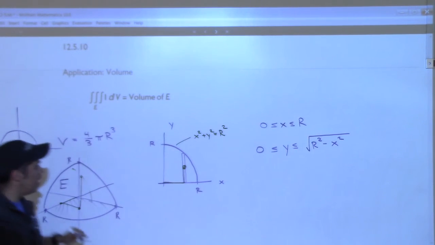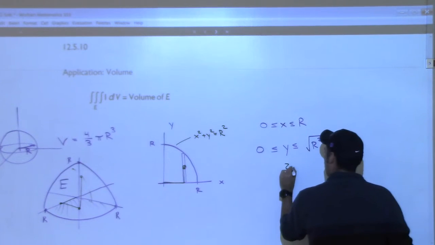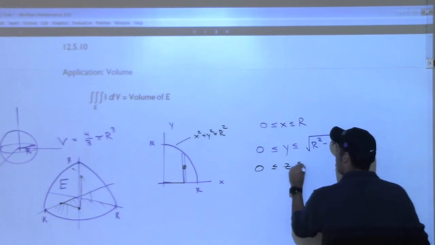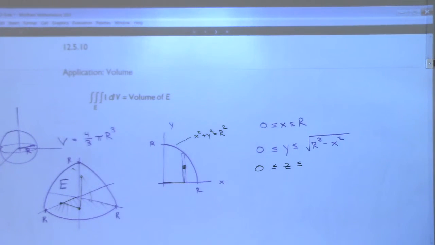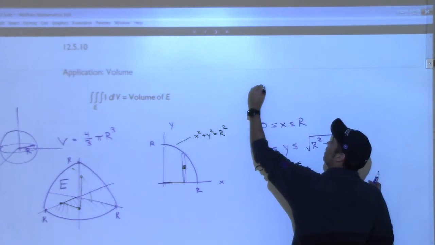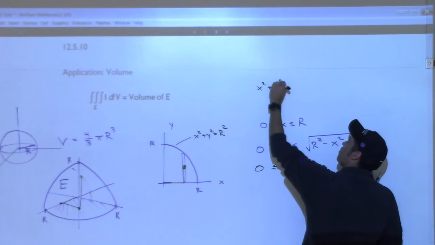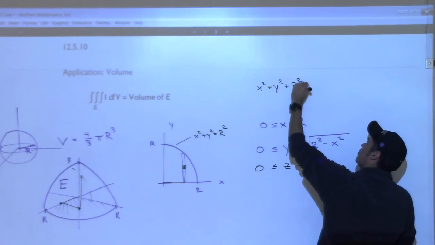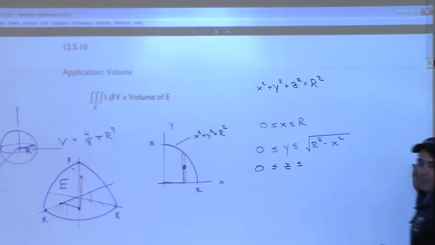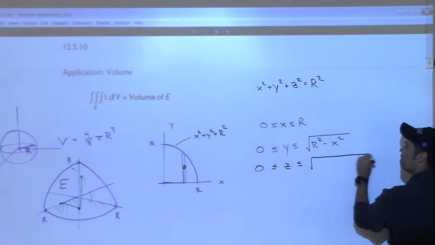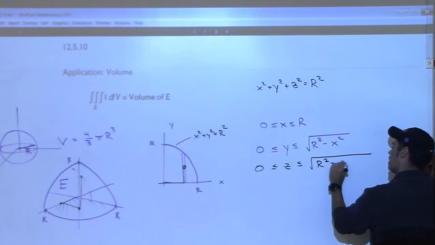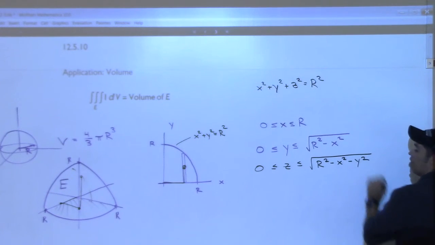So between 0 and what? R minus R squared minus Y squared. Yeah, we have to remember the equation of the sphere. So what was the equation of the sphere? X squared plus Y squared plus Z squared equals capital R squared. And we solve that for Z, which would be the square root of capital R squared minus X squared minus Y squared. Okay, are we all on board?